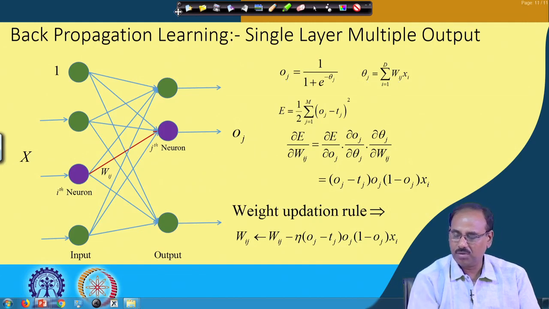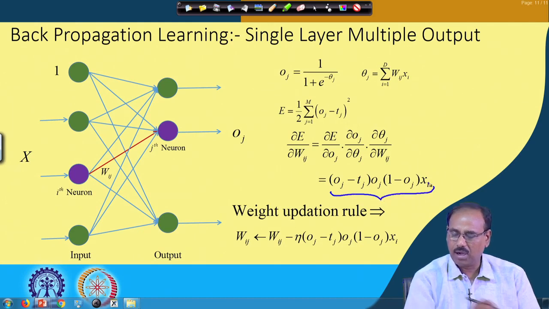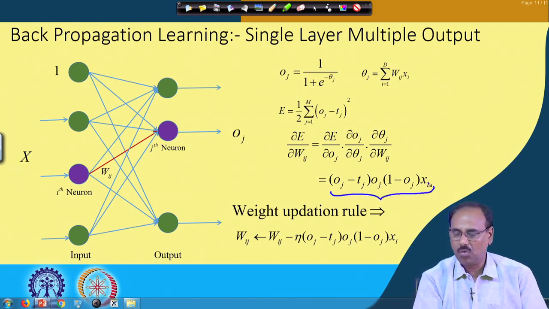And through this chain rule, you find that what I get as del E del w_ij is nothing but O_j minus T_j. O_j is the output of the jth node, the actual output of the jth node. T_j is the target output.